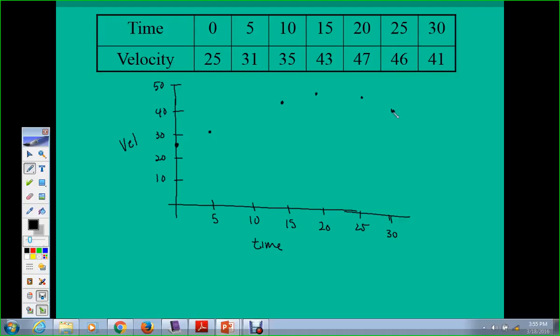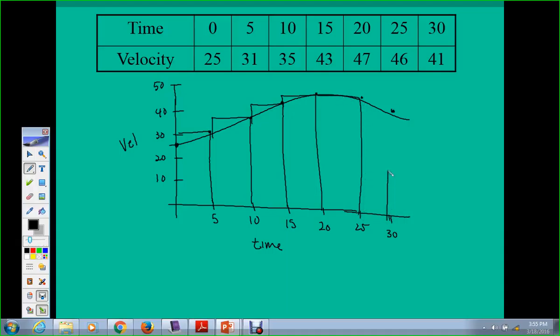Now if I just connected these points with a smooth curve, it may look something like this. Now there are two ways we could go about finding the area under the curve. We could use the right side of the rectangle and draw our rectangles in, and use the area of these rectangles to approximate the total distance traveled on that interval. This would be using the right side of the rectangles.